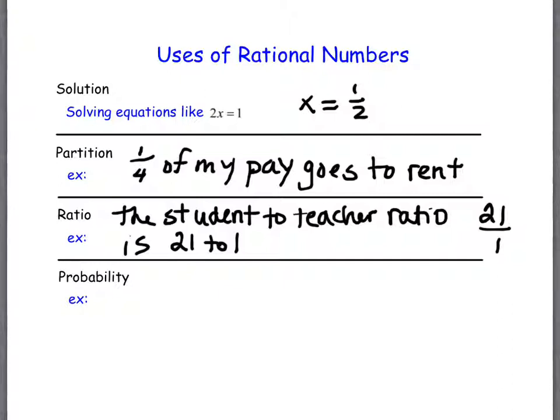Last one as an example would be probability. So when you roll a die.